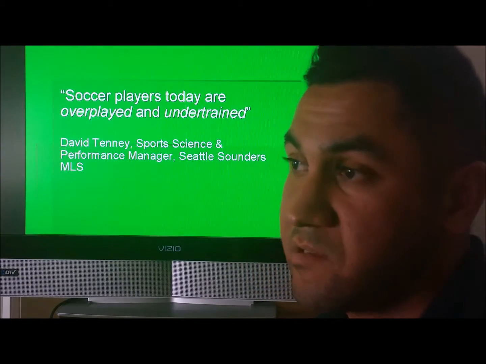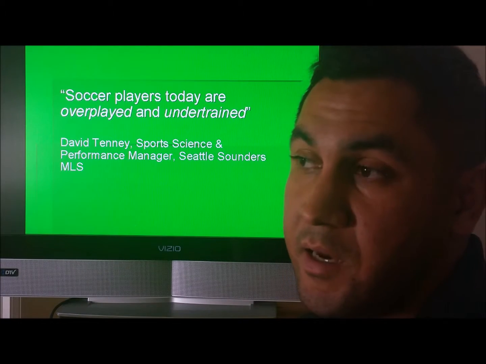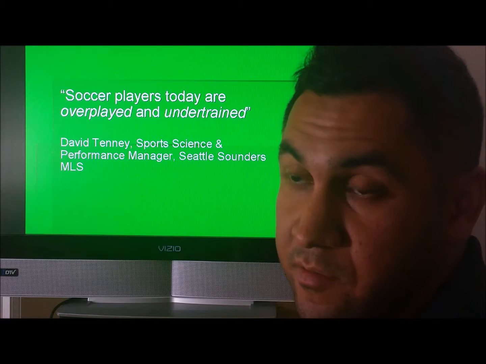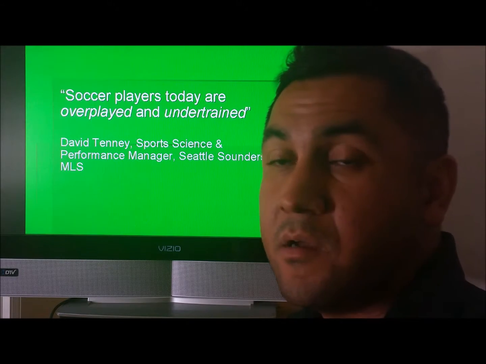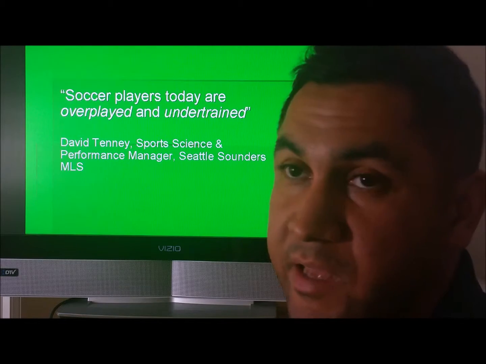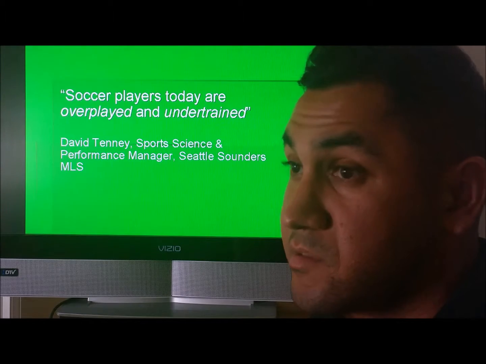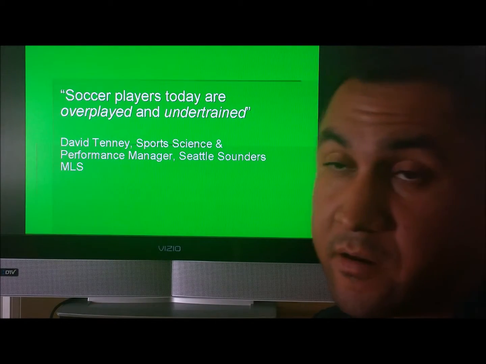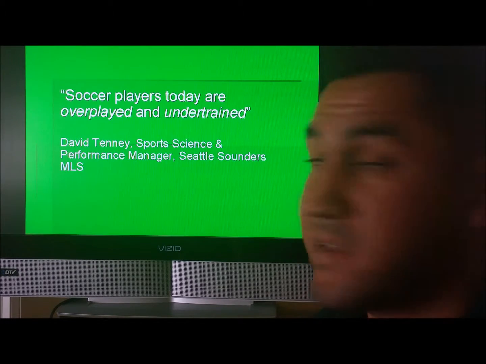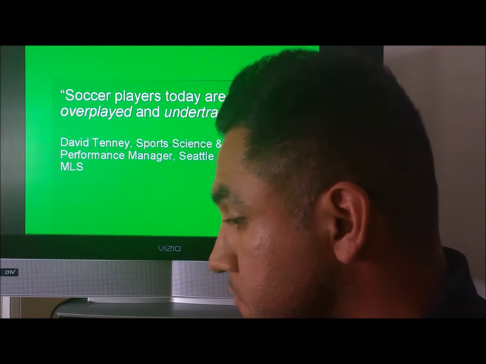And everything's so isolated. You have the strength coach over here, you have the fitness director over here, and then you have the field coach over here. So all of these three need to come together and formulate a sound regimen for the player, so the player is able to last the entire season without injury. So I really like this quote.